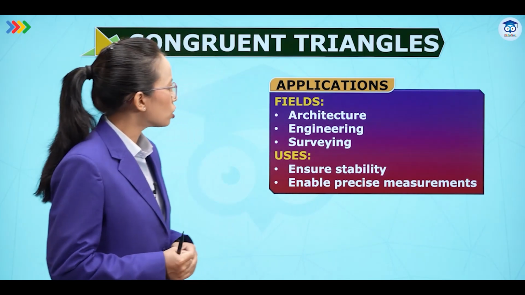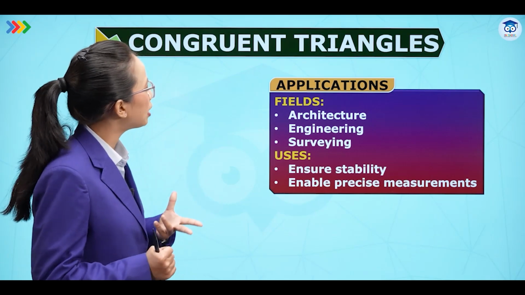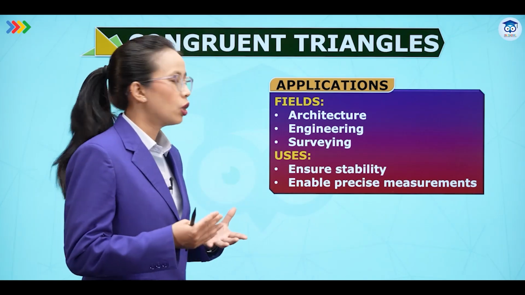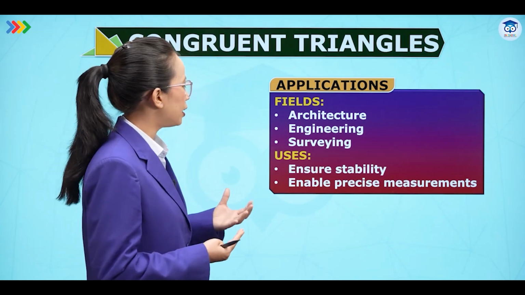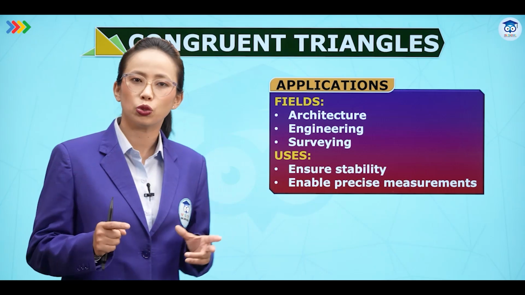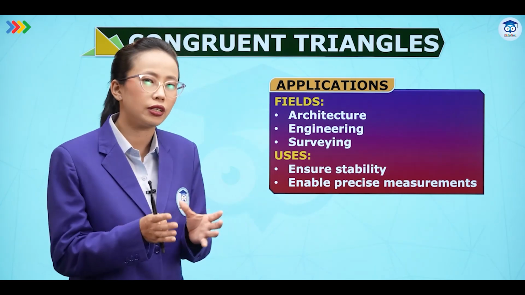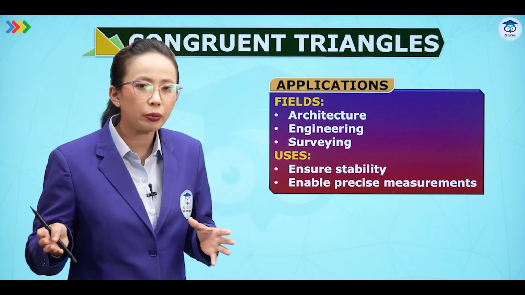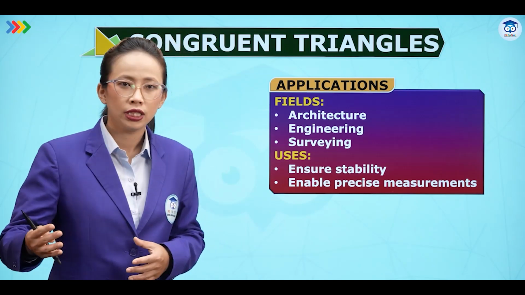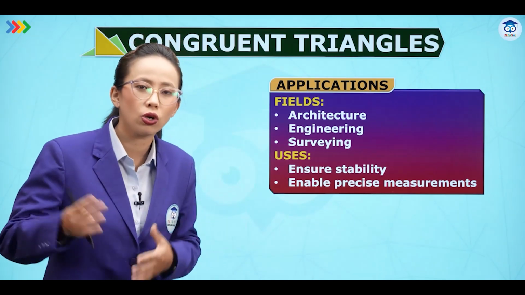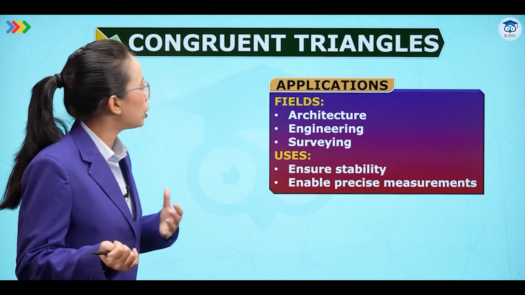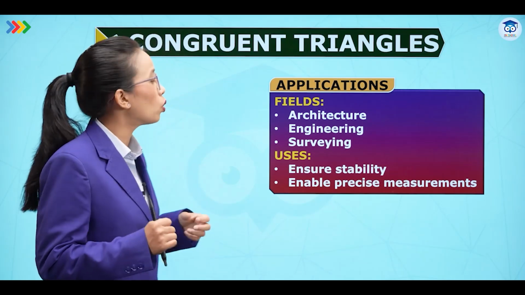Moving ahead, we have the applications. We use this in architecture, engineering, surveying, and it ensures stability and precise measurement. Suppose we are making something big. We don't make the big one directly first. We make a model, and then we make the thing that we want. Similarly for rocket launching and so on, we also make a model first, and then we apply it. So we use congruency and similarity in many fields.